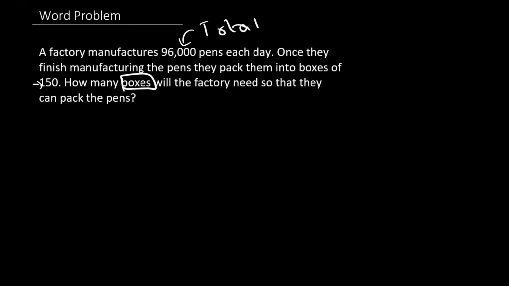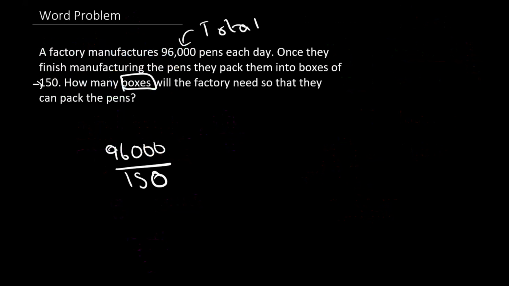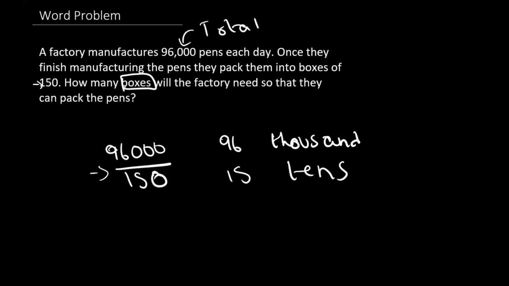So we have to do the total divided by the number of pens in each box. The total is 96,000, and the number of pens in each box is 150. We learned a method over here, and we're going to use that method for this. Okay? So 96,000 also equals 96,000 ones, and then 150 also equals 15 tenths.